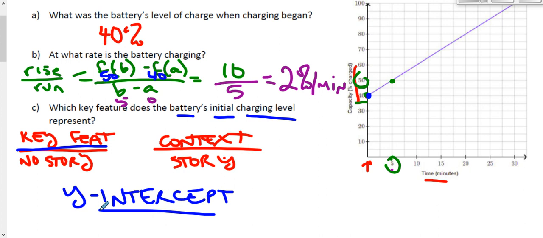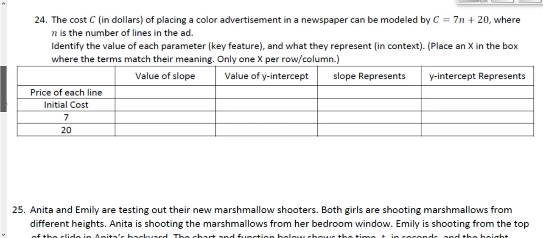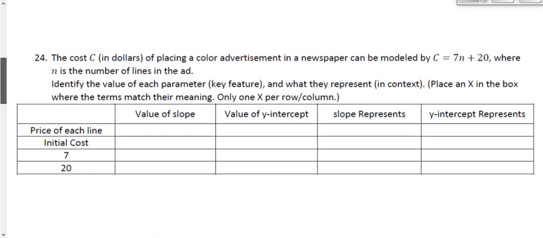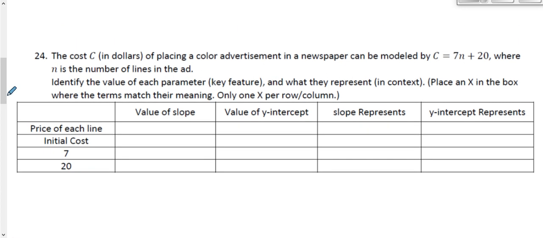All right, let's take a look at question 24. 24 is again talking about the difference between key features and context. So the value is the key feature, just counting numbers, no story involved. And then context is where we tie it to the story. So we're going to basically match up key features and context. So here, value is a key feature, and value just means numbers with no story attached, just numbers. So price, that has to do with story. Initial cost, that has to do with story.